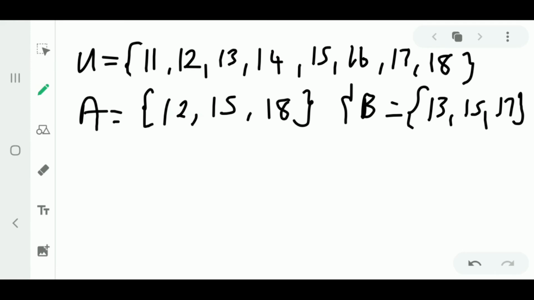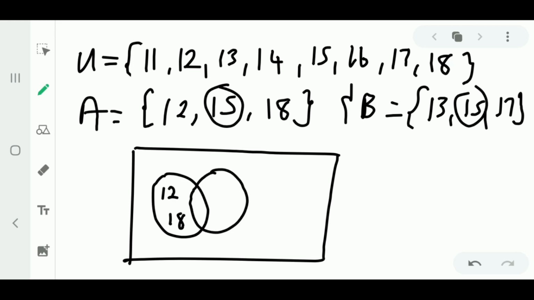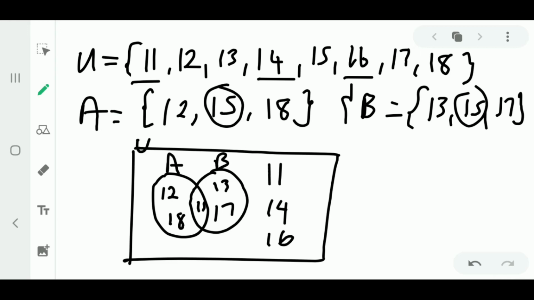Okay, so let's say we have this question here. By just looking at A and B, you can tell that the intersection of A and B is 15. So let's say we want to draw the Venn diagram to represent this. A would be 12 and 18. That's for A only. A intersect B would have the 15 inside here. And for B only, we have 13 and 17. Now remember, we have 11, 14, and 16 remaining. So those would go on the outside here. So this is A, this is B, this is the universal.